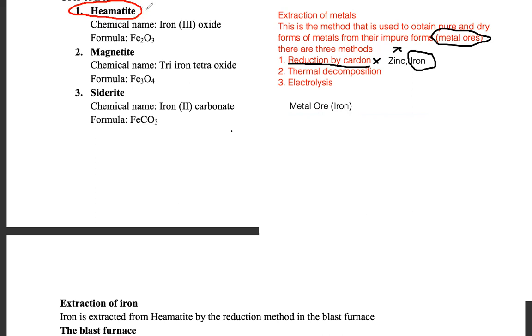So the first one is called hematite. Now, this hematite is just some scientific name. The chemical name is called iron 3 oxide. And writing the iron 3 oxide in chemical form, this is how you can write it. So this is the first metal ore, the hematite, which is iron 3 oxide, the chemical formula is Fe2O3.